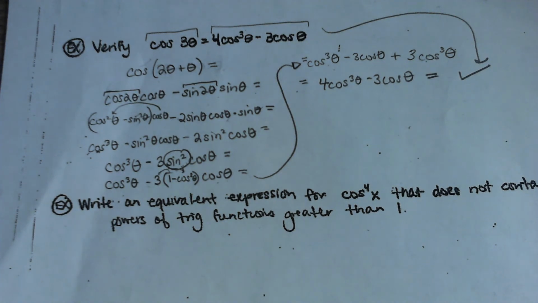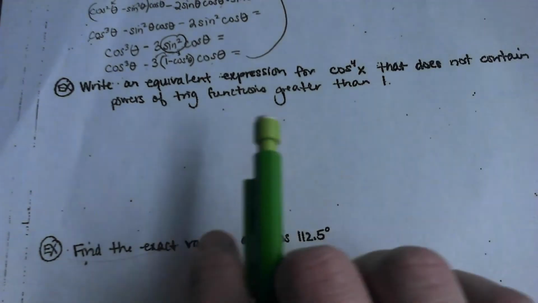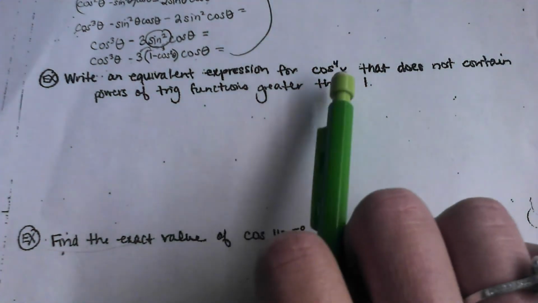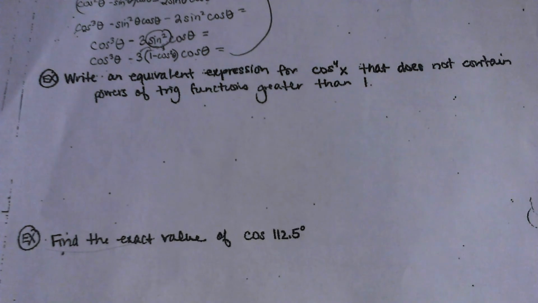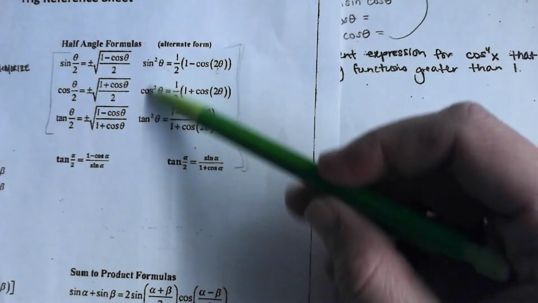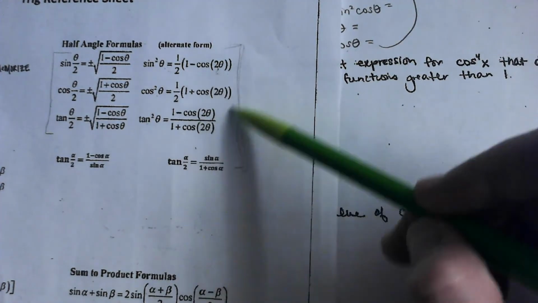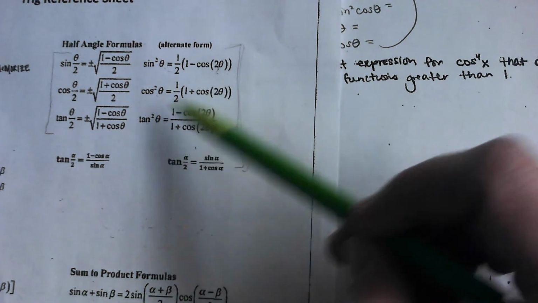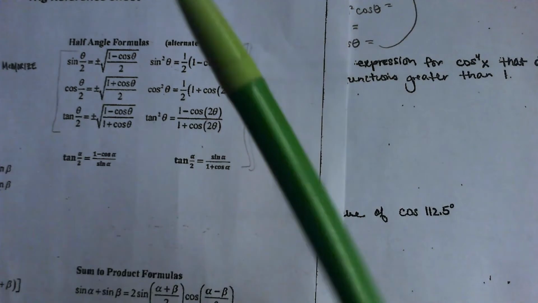Okie doke? Okay. On the next one, writing an equivalent expression for cosine to the fourth power of x that does not contain powers of trig functions greater than 1. In other words, we can't have any exponents. No powers on the trig functions. Okay? This is where your power reducing comes in. I have to say, of all the formulas on the sheet, I think the sine squared, cosine squared, and tan squared power reducing are used probably the least, just being honest.